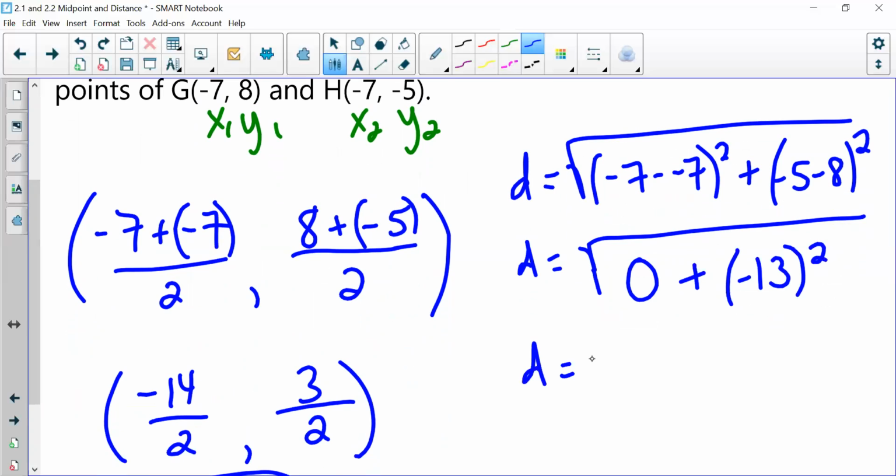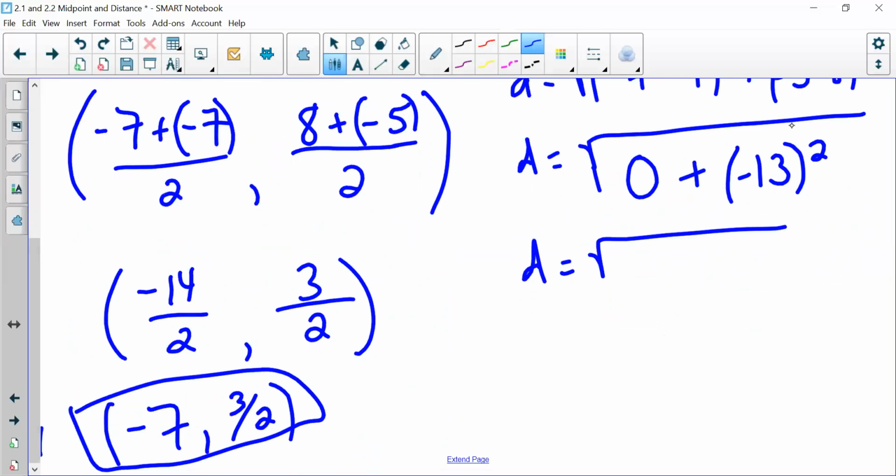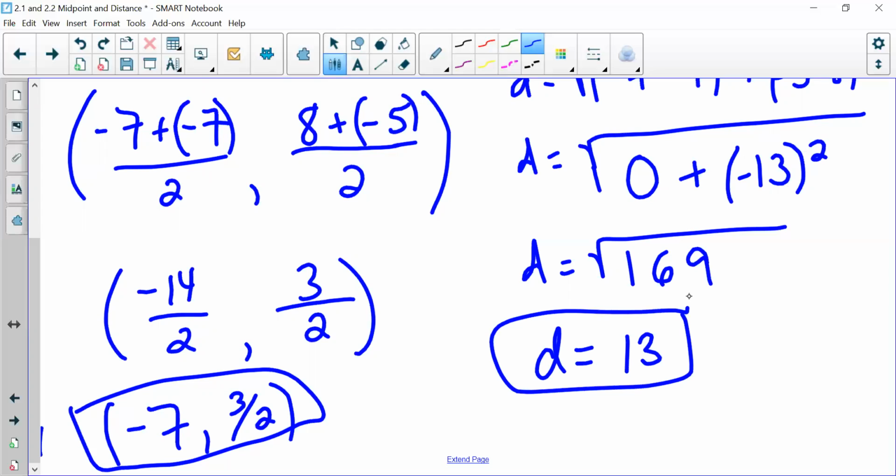You are going to have to get very comfortable with your calculator here. If you get an error message, it's because you forgot brackets or something. But -13 times -13 becomes positive 169, not negative. So that square means multiply it by itself. Negative times negative is positive. The square root of 169 is 13. So we're right back to that answer there.